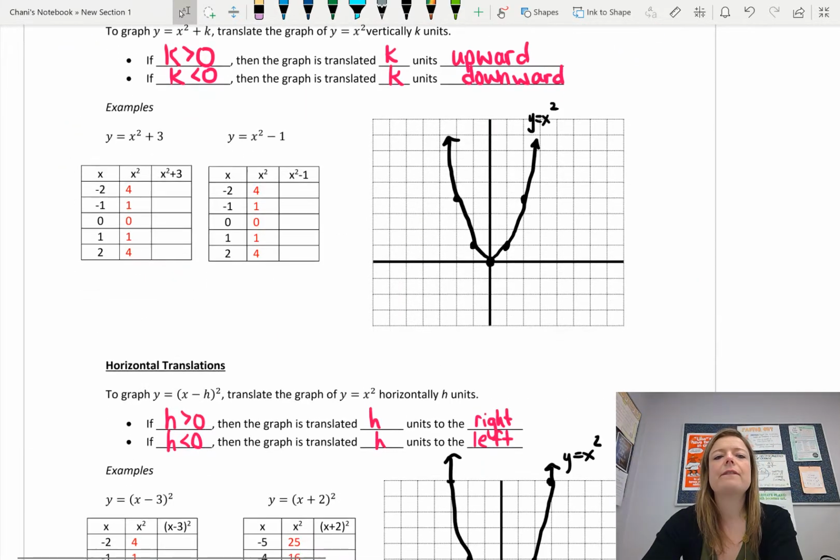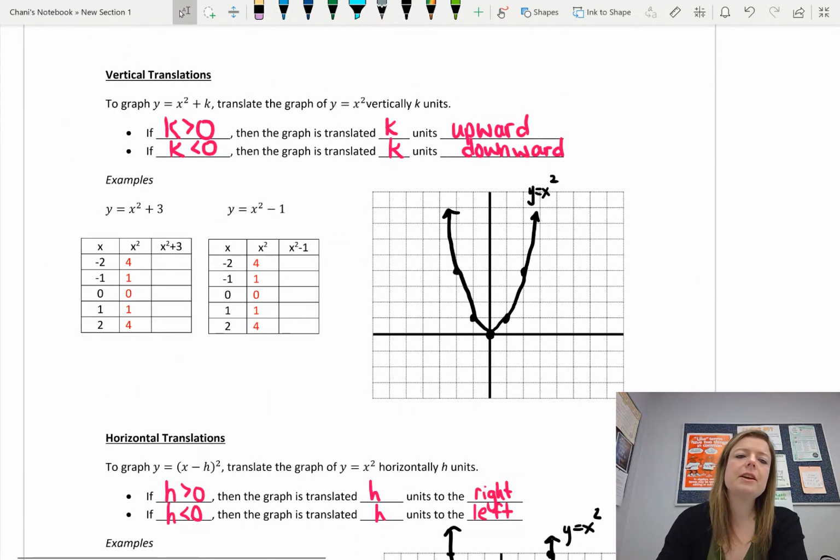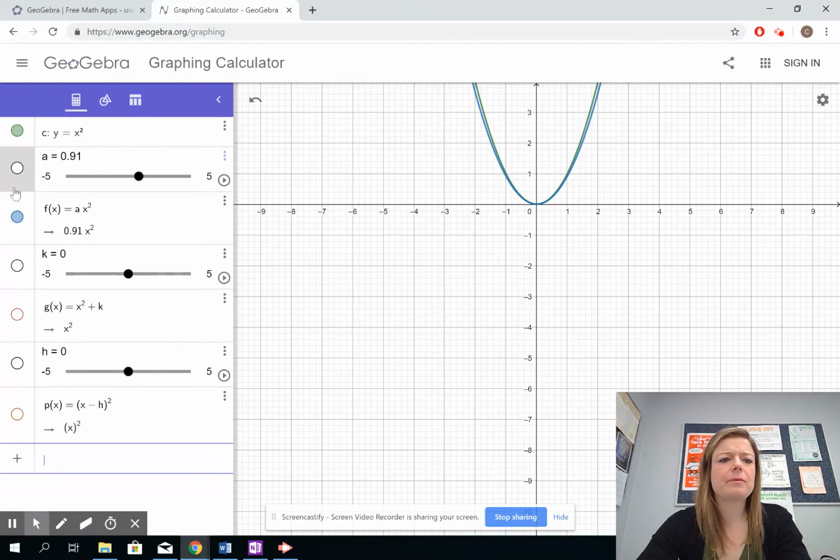Now we're going to look at vertical translations. This is where you have a value that you just add. So after you have x squared, you add a value, like x squared plus 3 or x squared minus 1. So if we go back to GeoGebra, we can see how this affects the parabola.